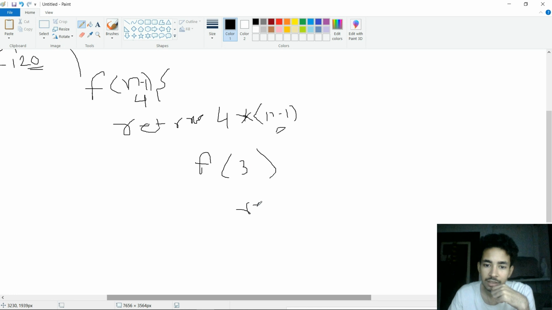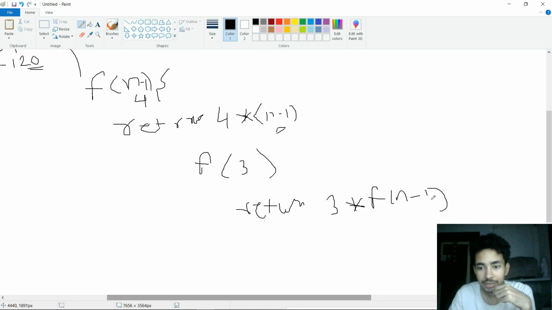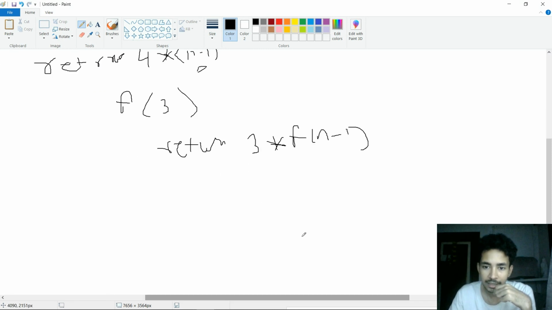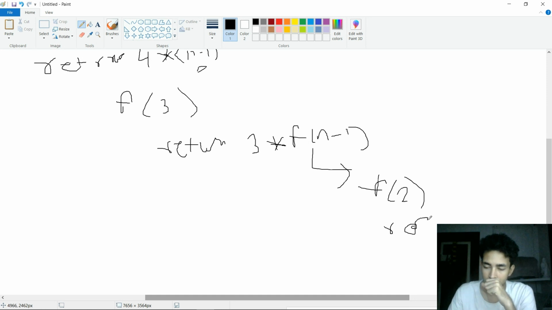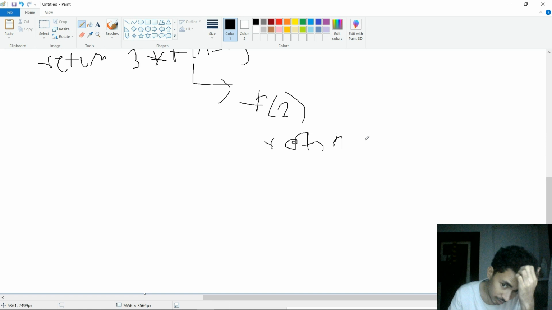Then it will return 3 multiplied by one more function, which is n minus 1. The loop will go like this only. And this function will call one more function, f of 2. F of 2 will return what? 2 multiplied by one more function.